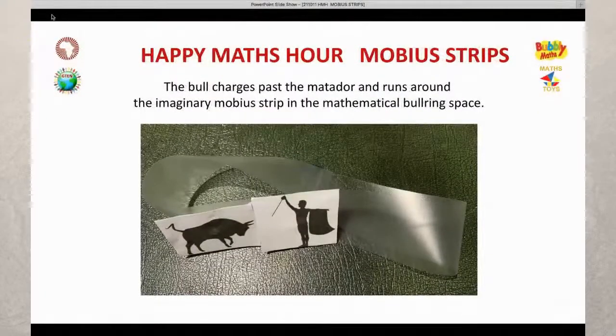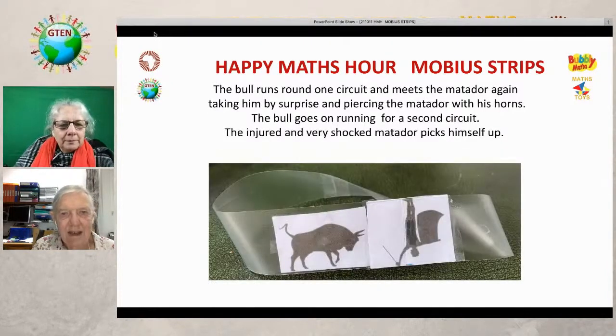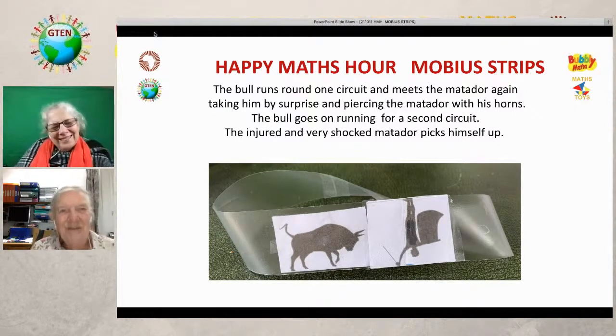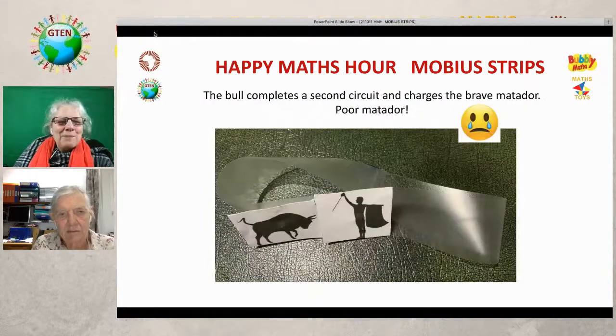Yes. So that is the strange thing we wanted to show you about the Mobius strip, really. Here it is. There he is when the bull meets the matador on the first circuit. The very confused matador. The bull runs round one circuit and meets the matador, taking him by surprise and piercing him with his horns. And the bull goes on running for a second circuit, injured, and the very shot matador picks himself up. And that was your Happy Maths Hour story time.